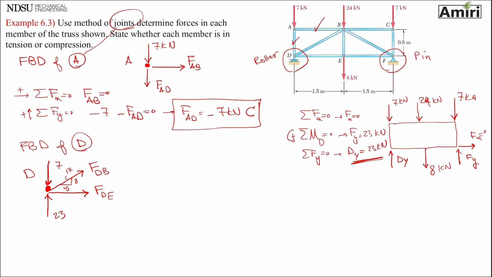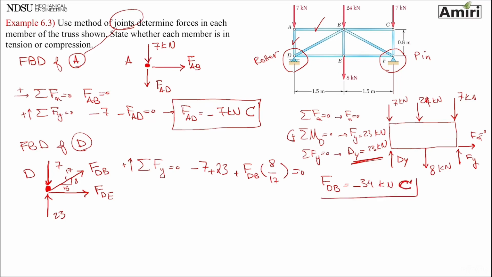Let's start with sigma Fy equals 0. Summation of forces in Y equals 0. Minus 7 plus 23 plus FDB 8 over 17 equals 0. So this will give me FDB of minus 34 kilonewton. I got a minus. That means it's compression.